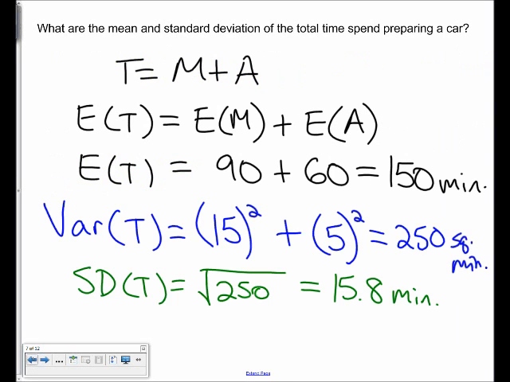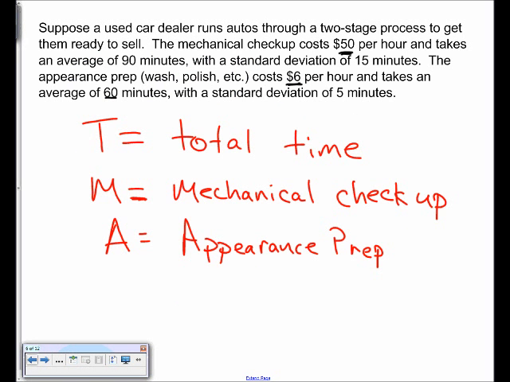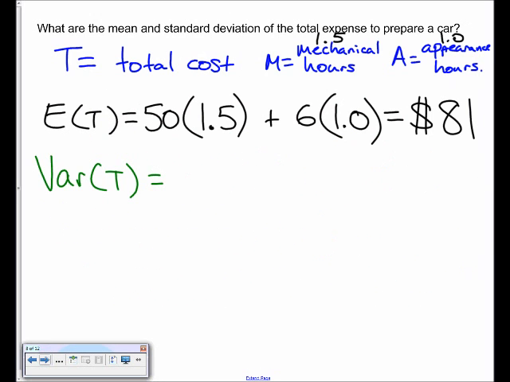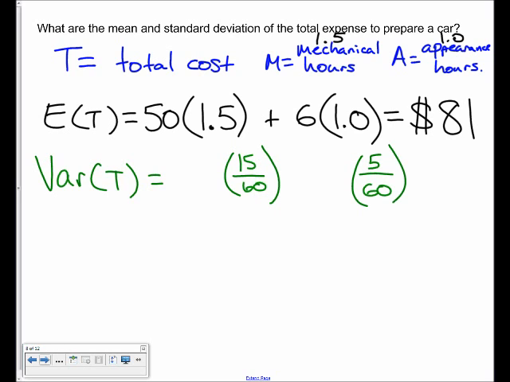So that was given to me in minutes, but I don't want minutes because our price is per hour. So I need to basically take that 15 and that 5 and put them into hours. So I'm going to divide each of those by 60 minutes. All right, so I have 15 out of 60, and I've got 5 out of 60. Now that's the standard deviation, so if I want to work with variances, I need to square them. And we're always going to add variances. Now this again is a little bit confusing.